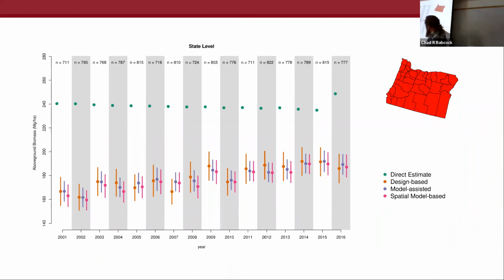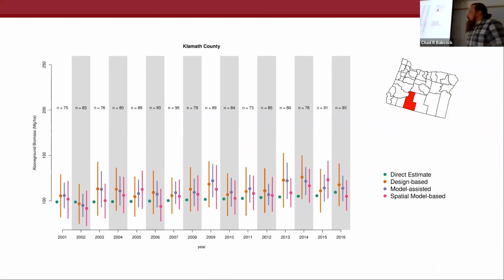And then these are my 95% uncertainty intervals. You can see that they tend to be a little bit narrower than the design-based ones, but not substantially. At a state level, it may not be worthwhile to actually bring this data in because we have 700 or 800 plots for the state every year. We're honing in on that estimate pretty well at this point anyway, at least at this scale.